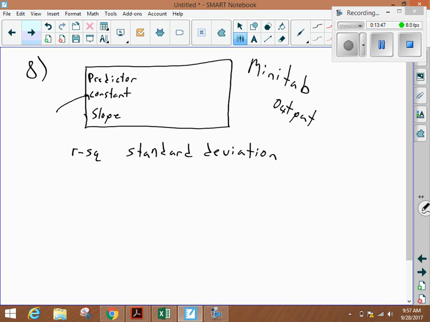Remember, constant means y-intercept, okay? From there you can deduce what your slope is, right? It'll always have standard error, T and P. We're not using that yet, right? That's the only thing that was missing from your take-home. There wasn't a Minitab output. I didn't like that. All right.